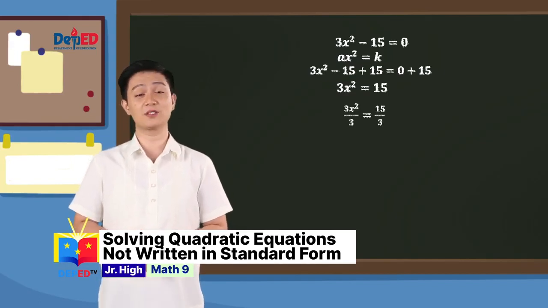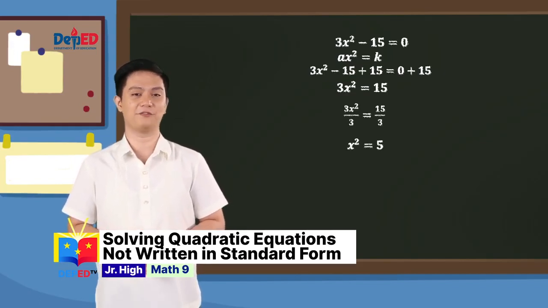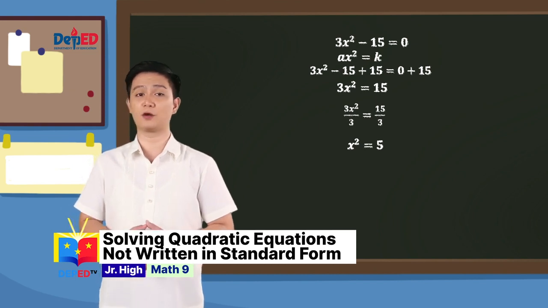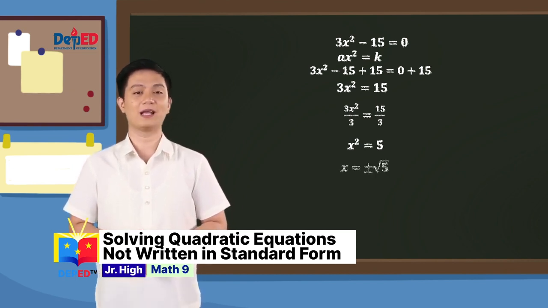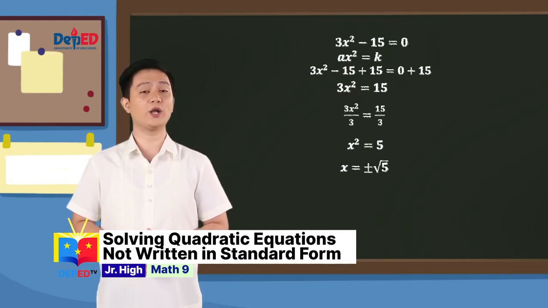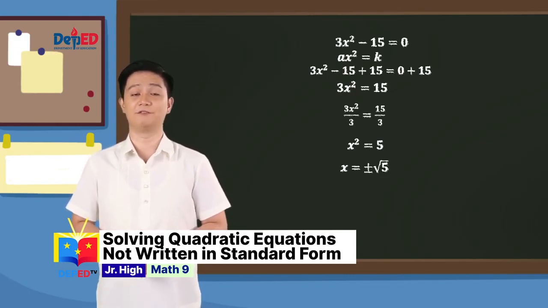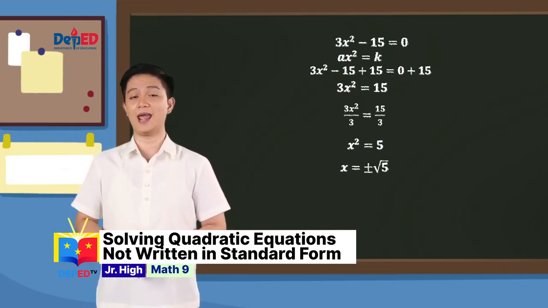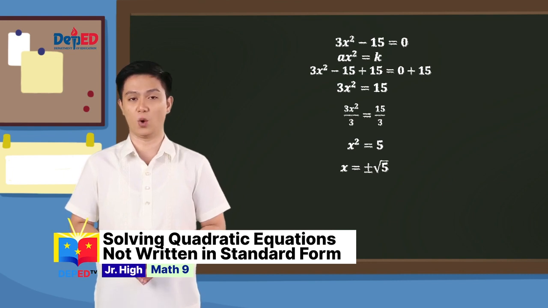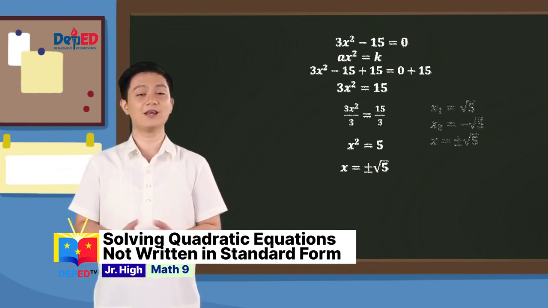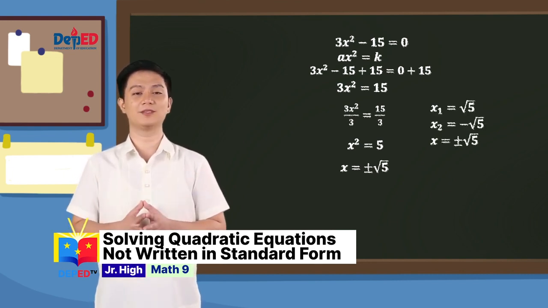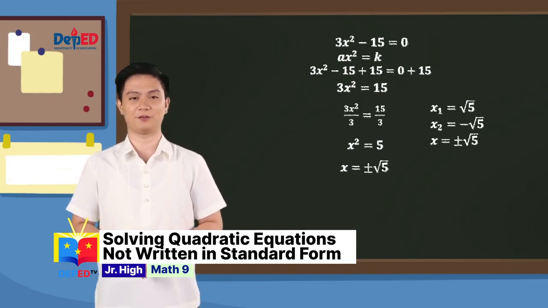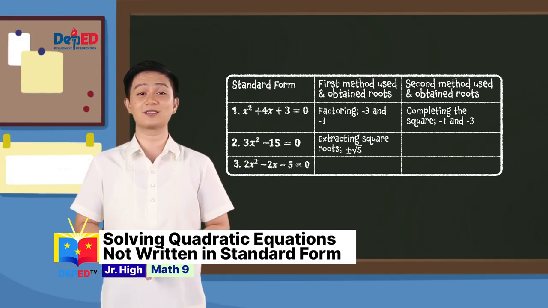The equation now becomes x squared equals 5. And upon extracting square root of both sides, we get x equals positive or negative square root of 5. 5 remains under the radical sign since it's not a perfect square and its only perfect square factor is 1. Therefore, the roots of the equation are square root of 5 and negative square root of 5, or simply written as positive or negative square root of 5. Let's record the results in the table.